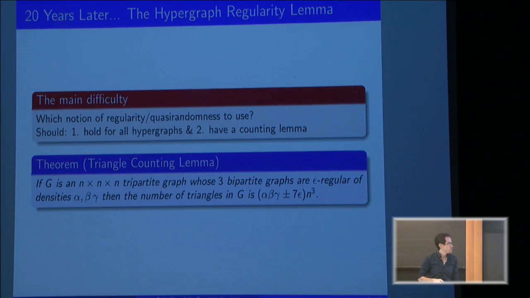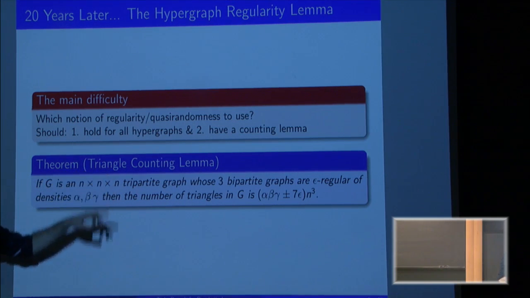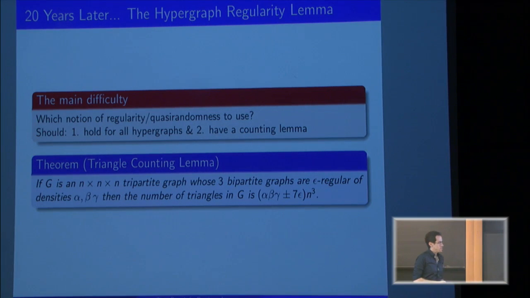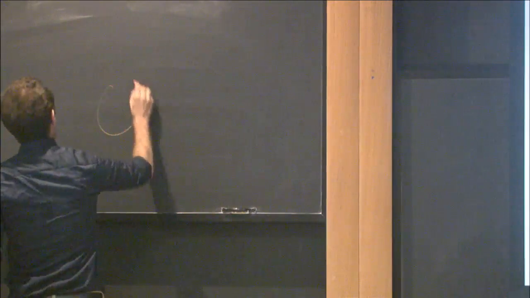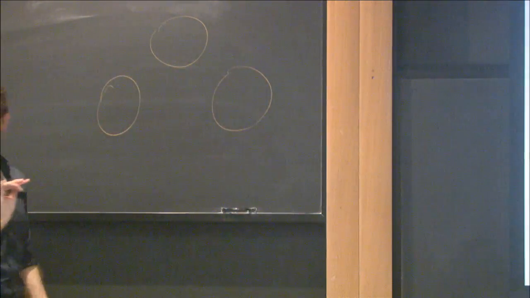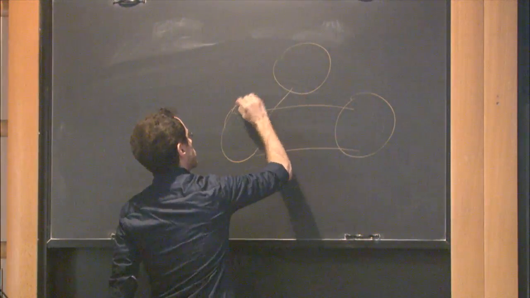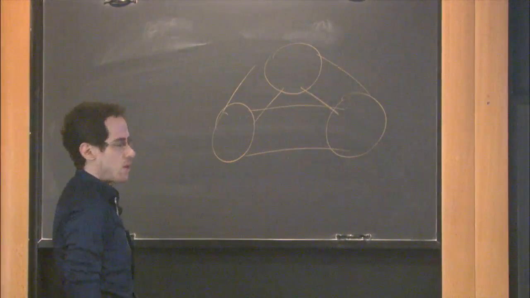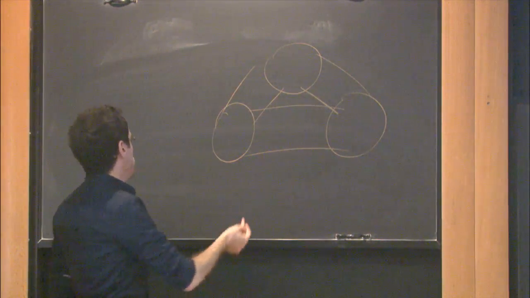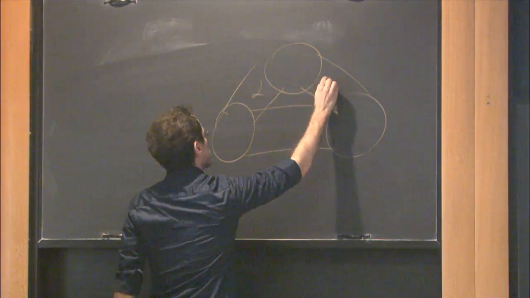Going back to the graph case, we have the triangle counting lemma for triangles, which is another way to say that if you have a regular partition, then you can count triangles. Not to be confused with the triangle removal lemma. So, let me just draw this. The setting is as follows. You have a tripartite graph. And again, now I'm talking about graphs. And suppose that all three bipartite graphs are regular, are quasi-random, and they have densities alpha, beta, gamma.